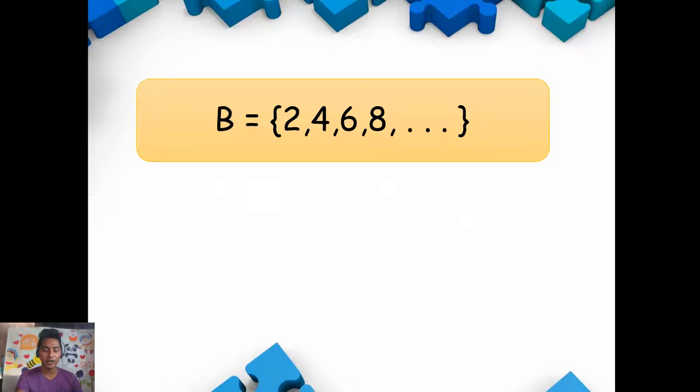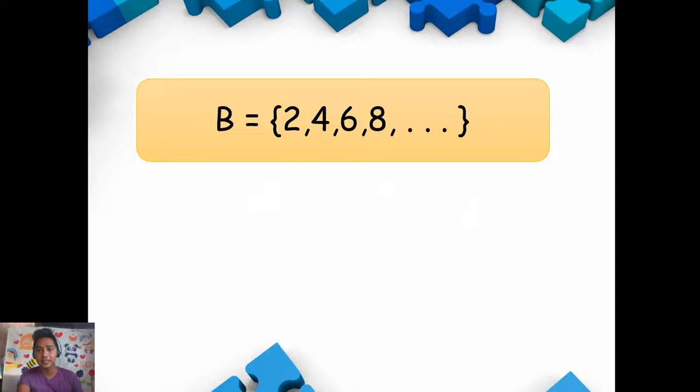Okay, so this is how we are going to represent an infinite set. For example, we have set B is equal to 2, 4, 6, 8, and then we should put 3 dots on the last part. That symbolizes infinite. So meaning this set B is a set of even numbers.